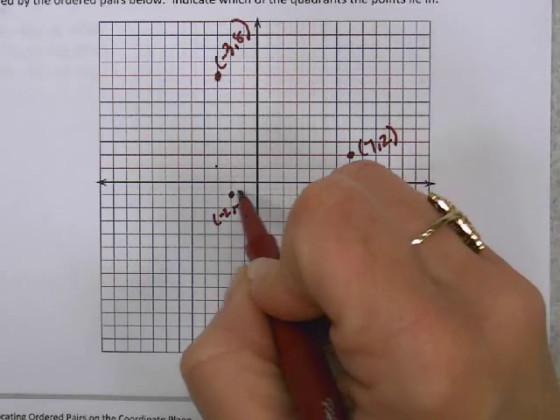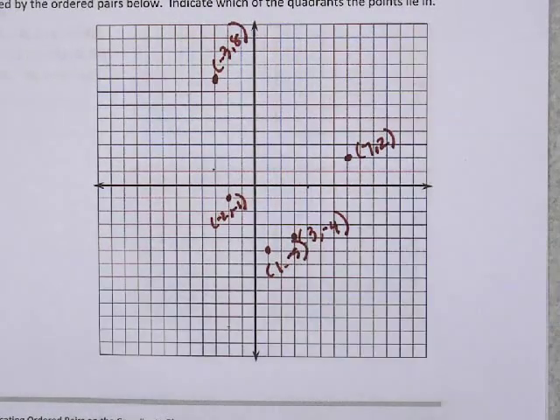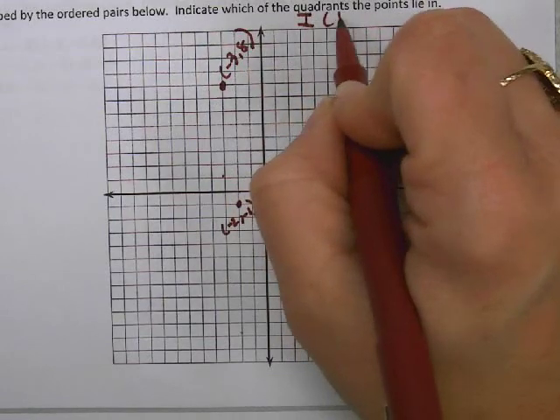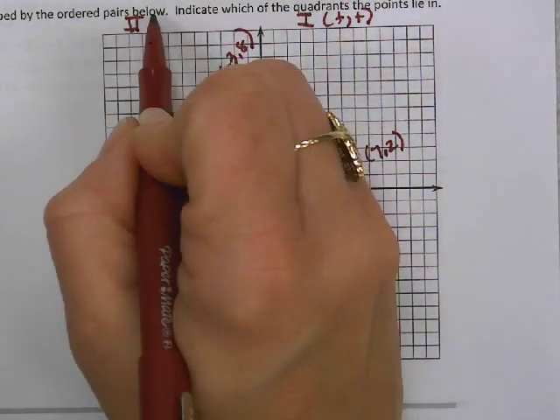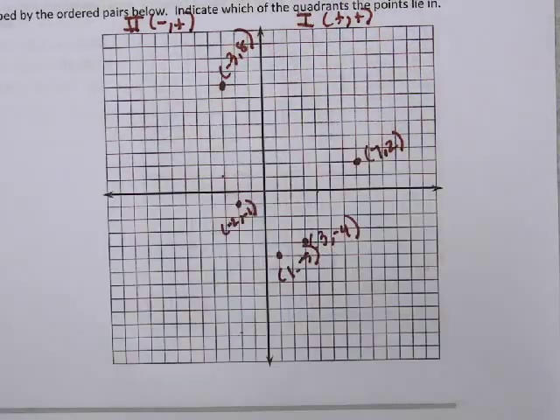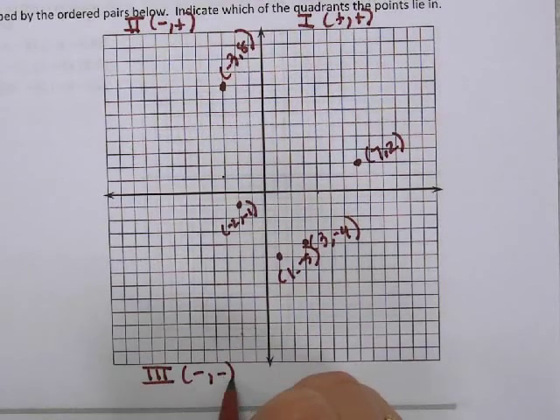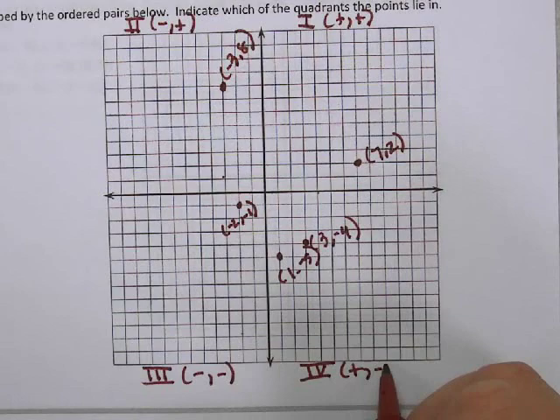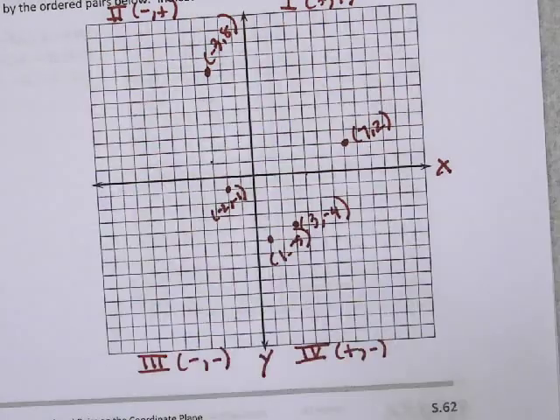Now, normally we always show what our quadrants are. I didn't start with that today because I kind of wanted to see how we would do, but let's go ahead and do that now. So this is quadrant 1, which is positive, positive. This is quadrant 2, which is negative, positive. This is quadrant 3, which is negative, negative. And this is quadrant 4, which is positive, negative. Remember, this is our x-axis, and this is our y-axis.